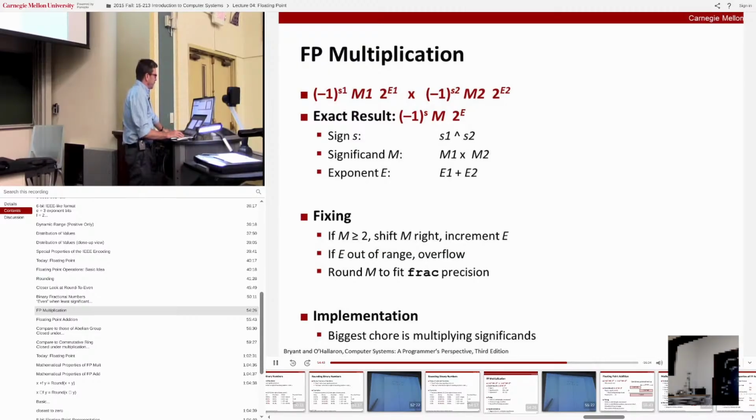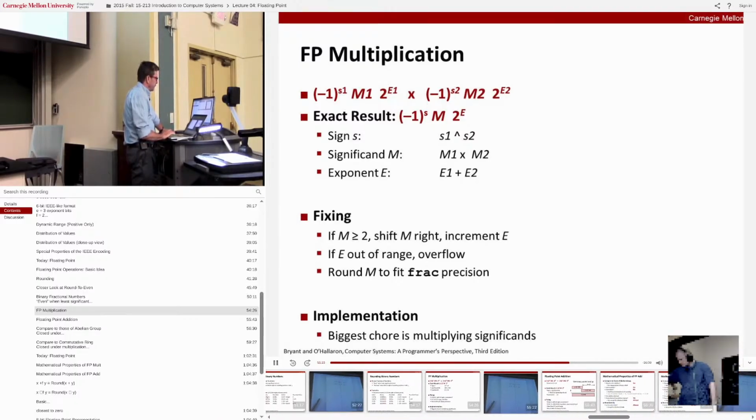So if we multiply two numbers, so we have different mantissas, significands, and exponents, and suppose that the result is m times 2 to the e, the sign bit will be the XOR of the two sign bits of the two operands. The significand m will be the product m1 times m2, and the exponents are added, right? Because just by the rules of exponents.